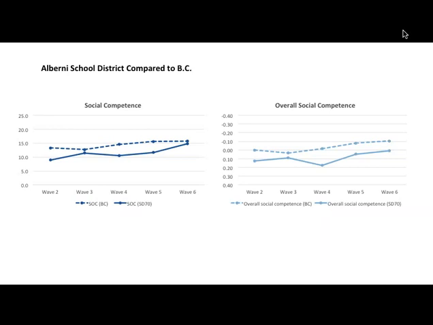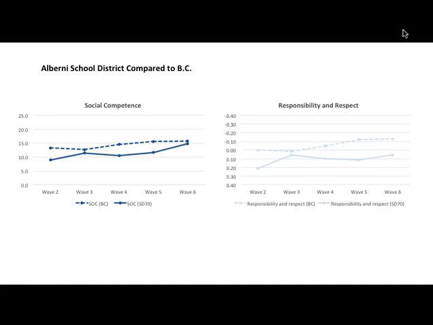But this is one area that is very similar to what you see for the overall scale. Responsibility and respect. On the dotted line, you see that's going up for the whole province. And what you're seeing for Alberni School District is that it did go up from wave 2 to wave 3, but it's been pretty steady ever since then. And so there's been quite a gap in terms of the Alberni School District doing better on responsibility and respect than the rest of the province in the last few waves.